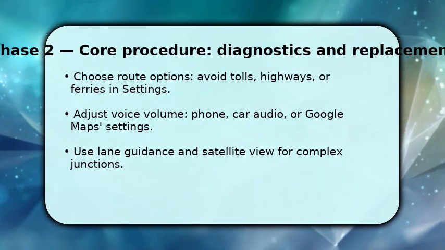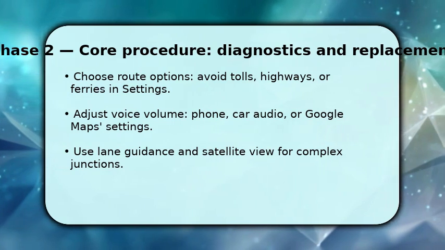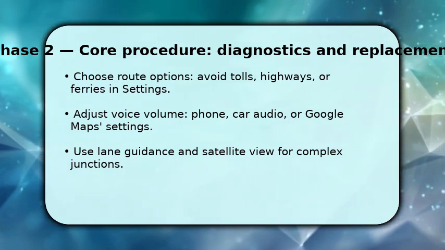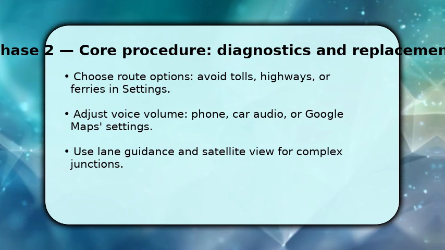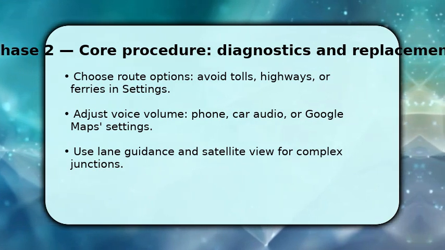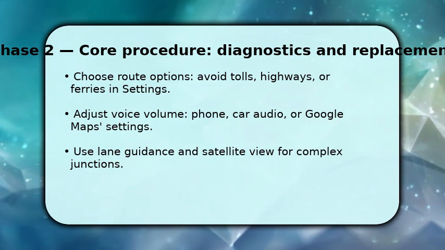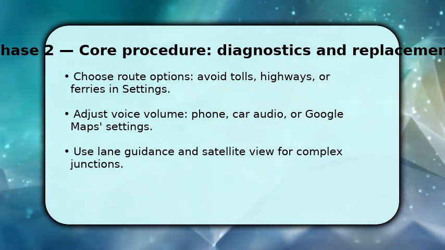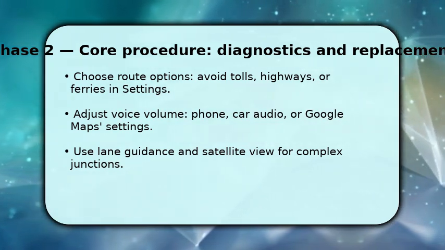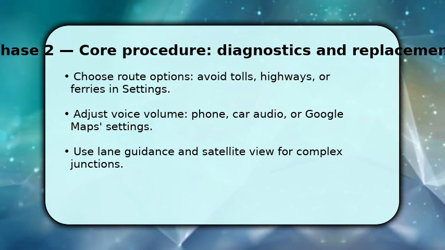Once navigation is active, you adjust route preferences and audio to match driving conditions. Tap the three-dot menu to avoid tolls or highways when necessary, and confirm alternate routes before you turn. Make sure voice prompts play through the car speaker via Bluetooth or USB so you hear directions over road noise.